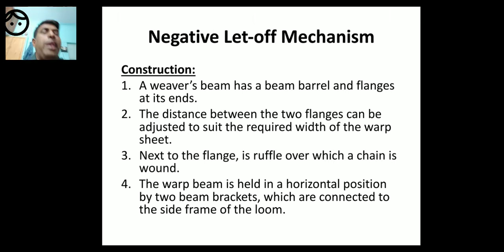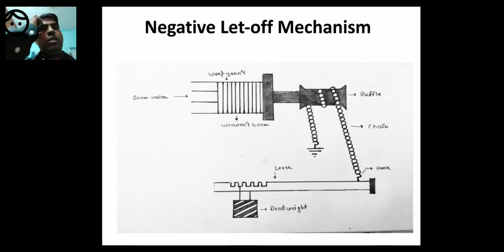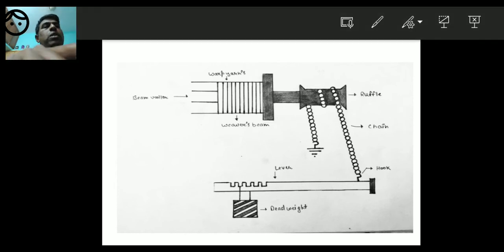Third point: next to the flange is ruffle, over which a chain is wound. So you can see that this is the beam barrel. The beam barrel is the parallel lines, then the flanges and ruffle.